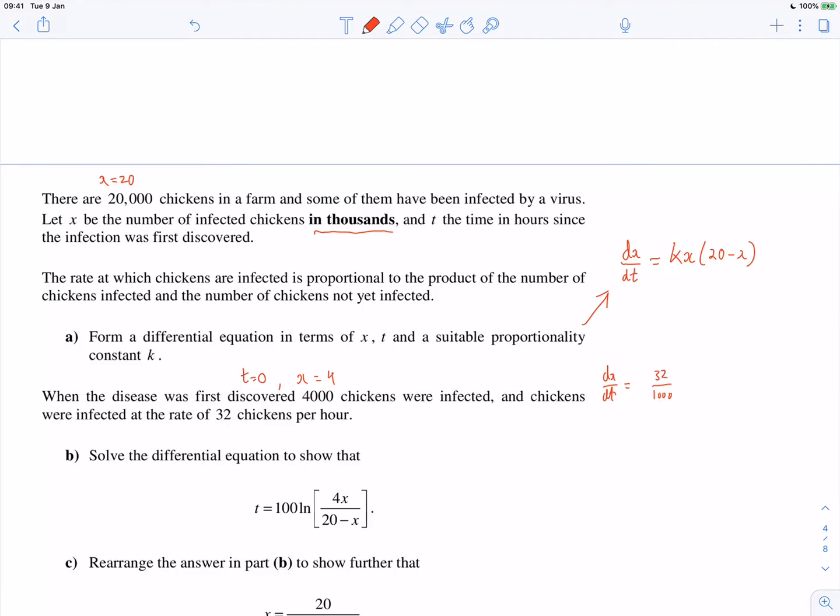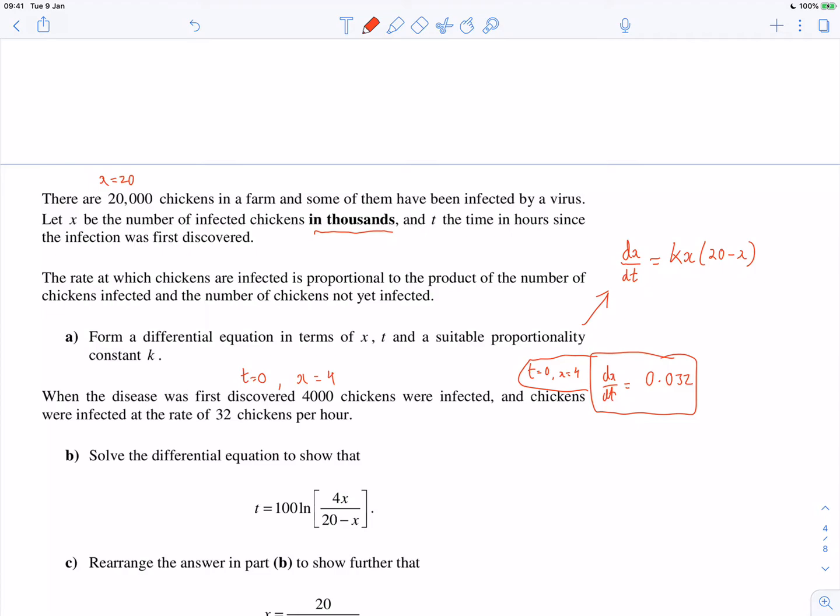Because we're in thousands. So because x is in thousands, we've got to divide 32 by 1,000. So dx by dt, it's growing, well, not slowly, it's in thousands, at 0.032. Okay, so we know at t is 0, x is 4, and dx by dt is 0.032. So there's our initial conditions.